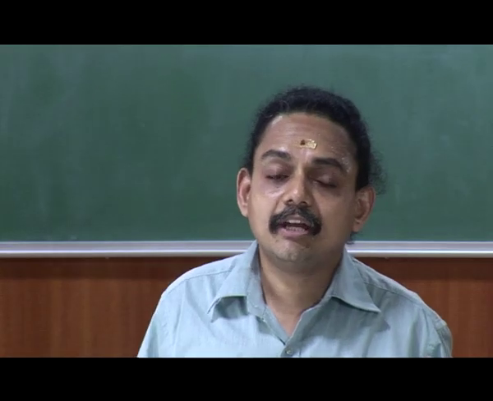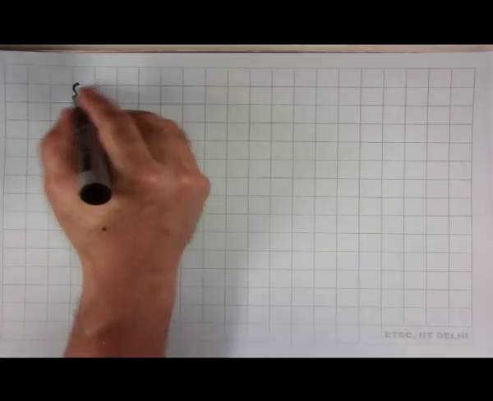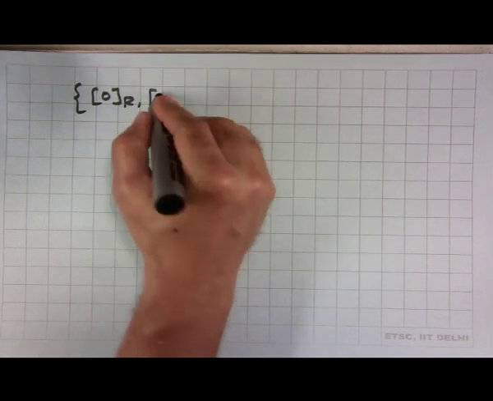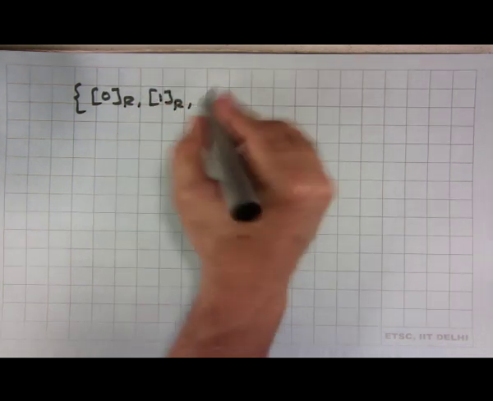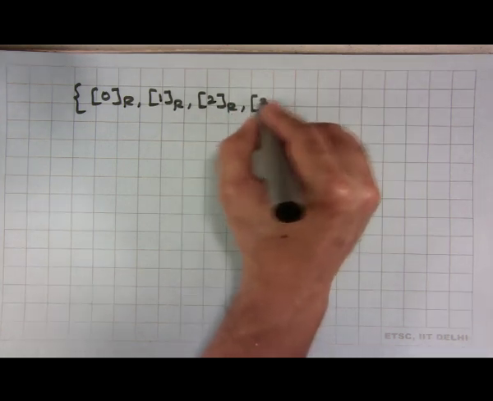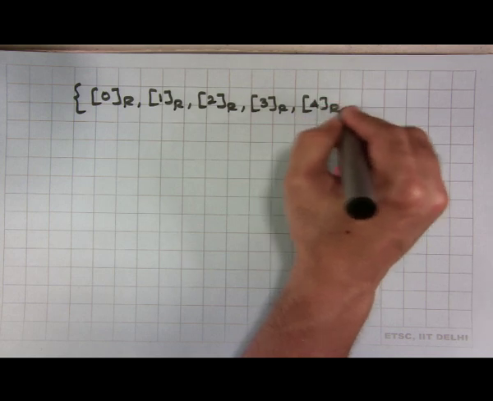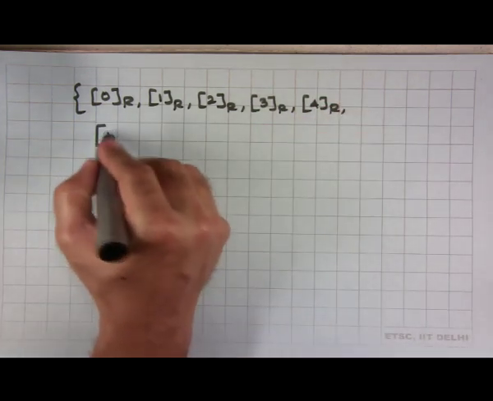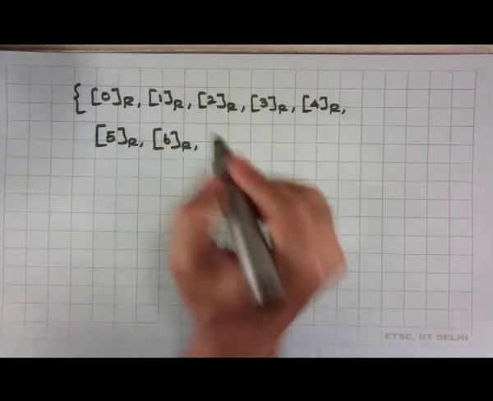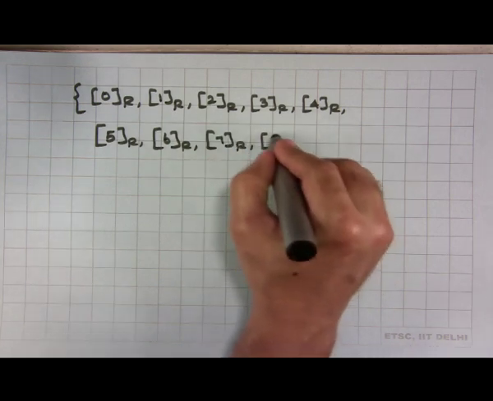Well, now let us try to list down all the equivalence classes. These are the equivalence classes: box 0, box 1, box 2, box 3, box 4, box 5, box 6, box 7, and finally box 8.